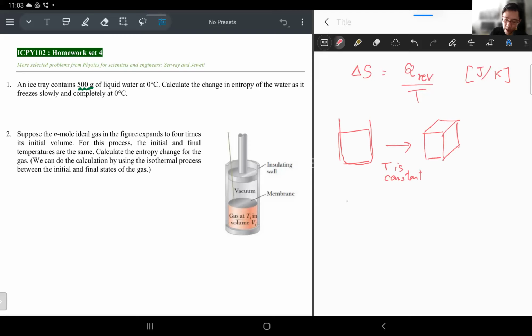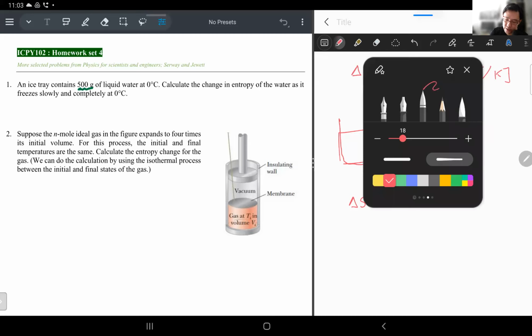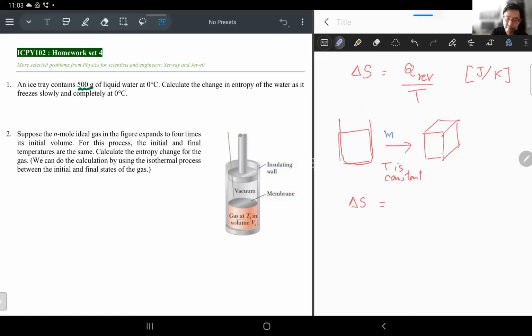So what you can do right away is just delta S. During this, it's a solidification process. You're freezing the liquid water into an ice cube. The heat involved in this process is, of course, just the latent heat, the amount of heat that you have to take away from the liquid water. So over here the heat amount is mL for sure. You guys with me?